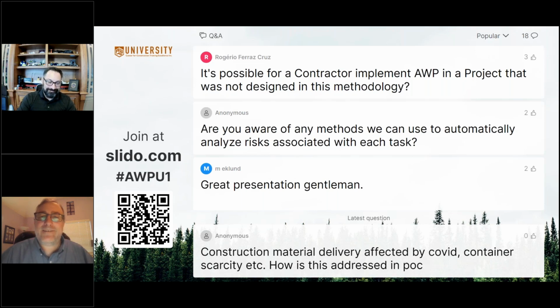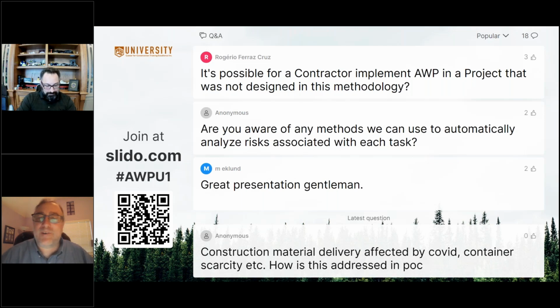Welcome to my world, right? So that's like the vast majority of these projects. You're winning people over one by one. You're getting alignment. You're getting a core group of people together, and you're selecting an AWP tool, and you're marching forward. You're piloting it out.